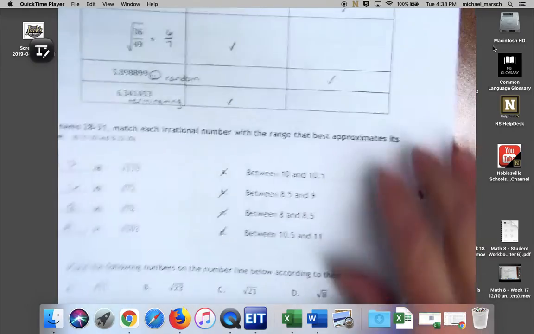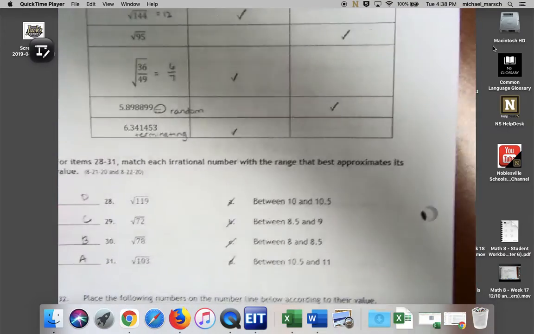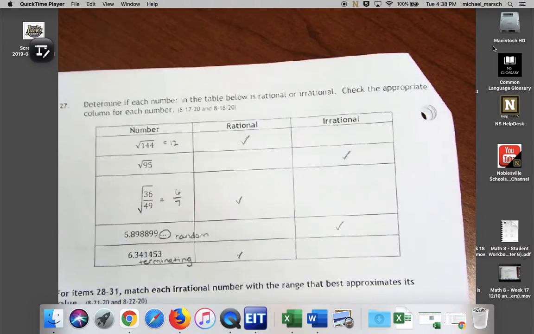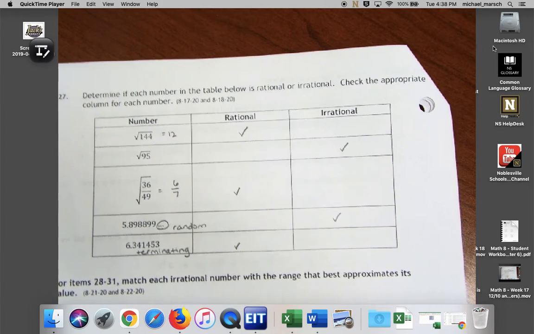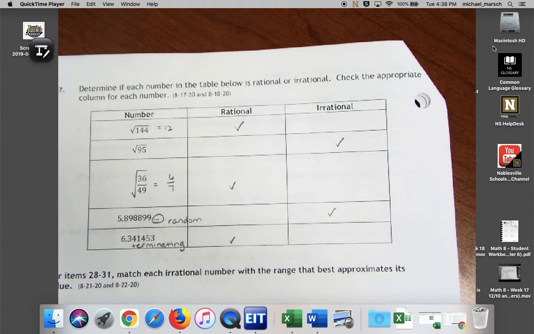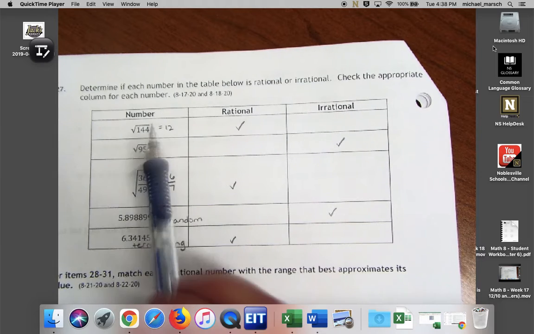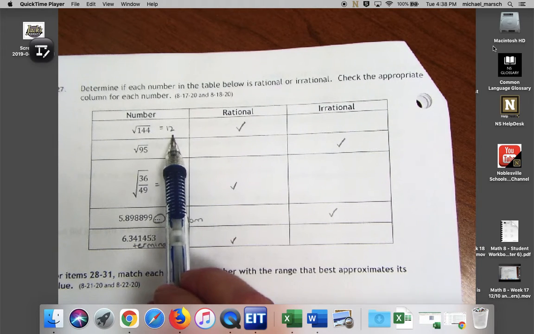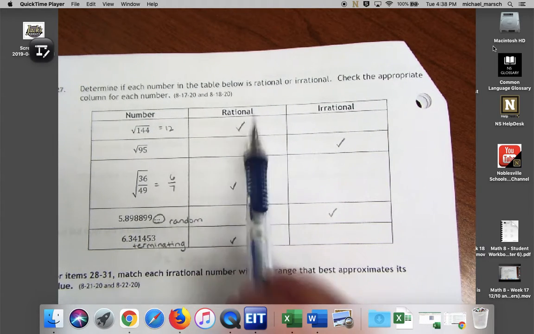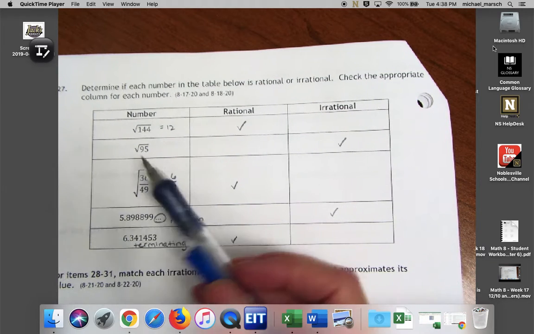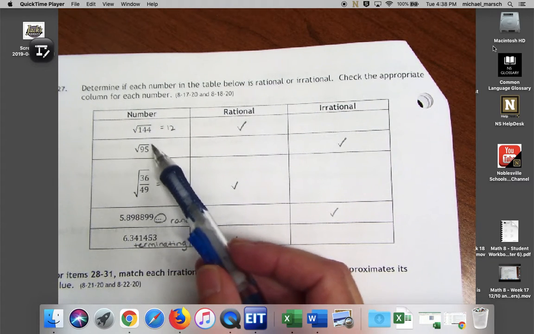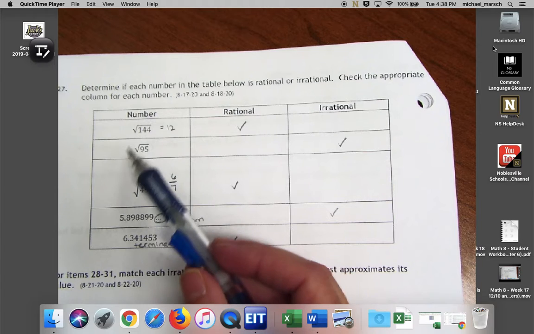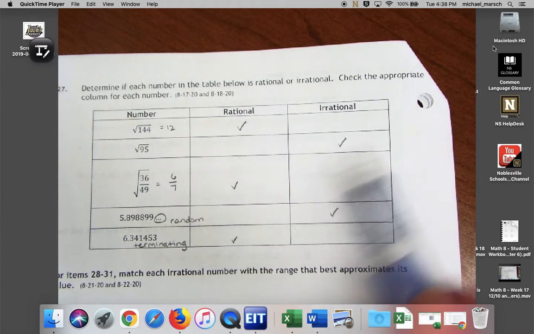Rational and irrational. Okay, this is back to like the first week of school. All right, so rational numbers, remember, can be written as a fraction. Irrational numbers cannot. So for example, square root of 144 is 12. 12 can be written as 12 over 1. It's rational. Square root of 95. This is not a perfect square, so that should be your signal that this is going to be a crazy number, and we get irrational.